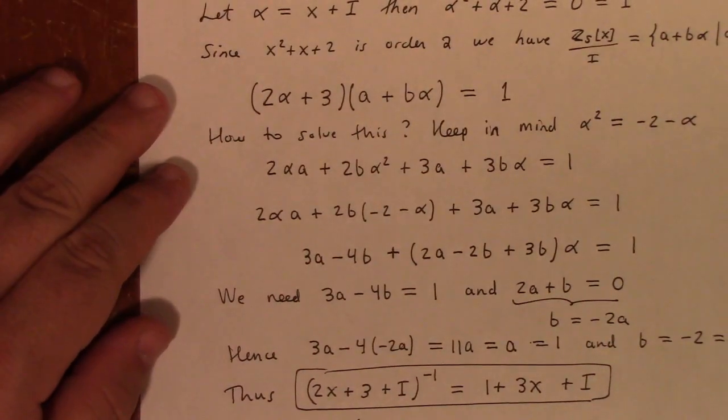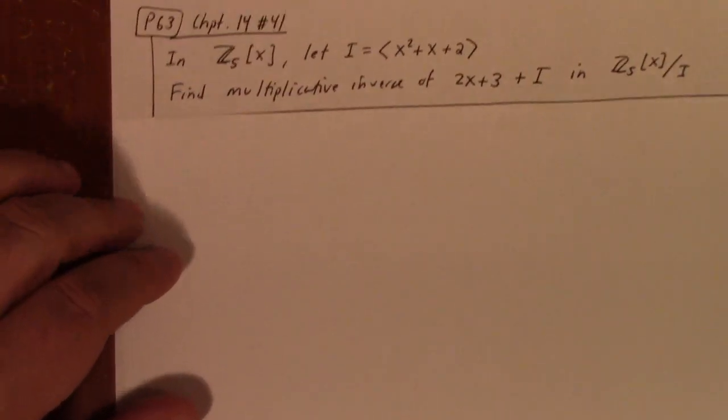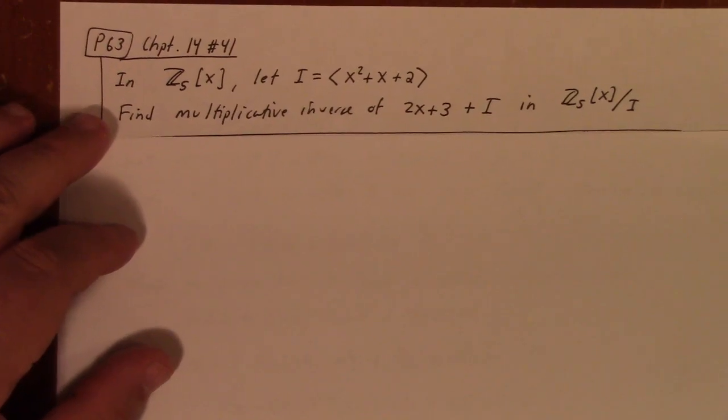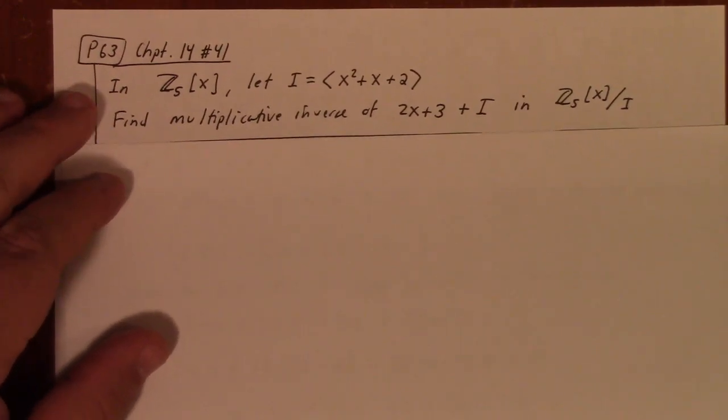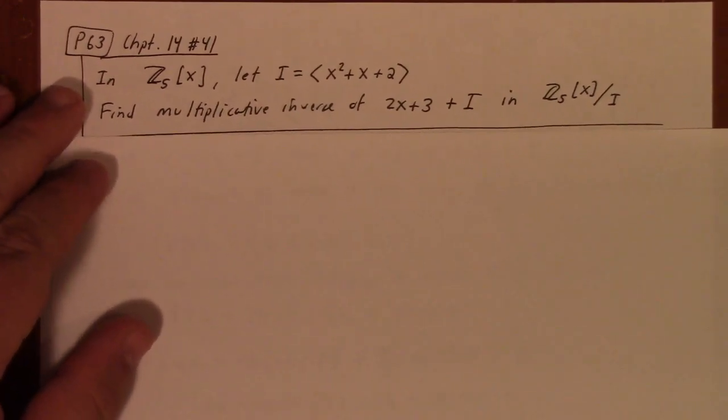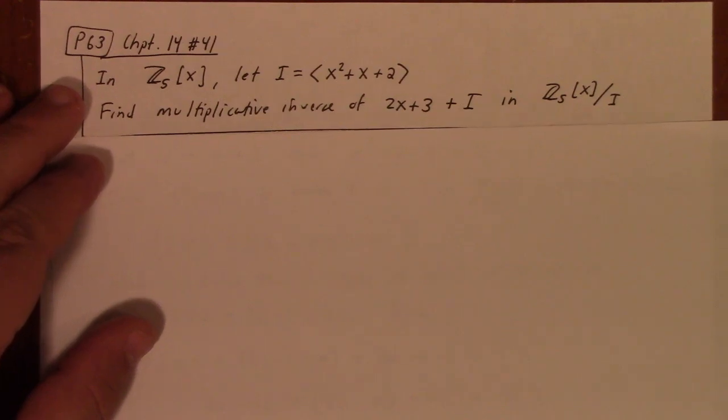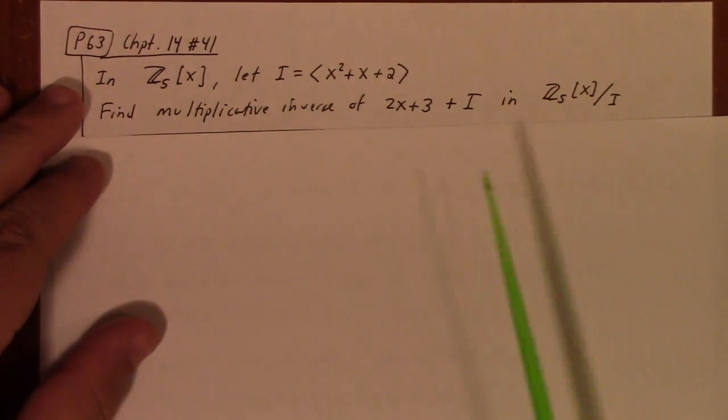So here's number 63 in Z5[x], polynomials with coefficients in Z5. If we look at the ideal generated by x squared plus x plus 2, find the multiplicative inverse in the polynomial quotient by I. In particular, find the multiplicative inverse of 2x plus 3.